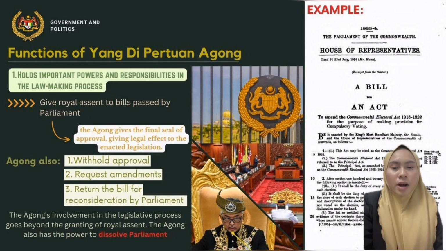However, it is very important to note that the power of the Agong to grant royal assent is not absolute. In certain circumstances, the Agong can withhold approval, request amendments, or return the bill for reconsideration by Parliament. This power functions as an important check and balance in the legislative process, ensuring that laws are in line with constitutional principles and the needs of the people.